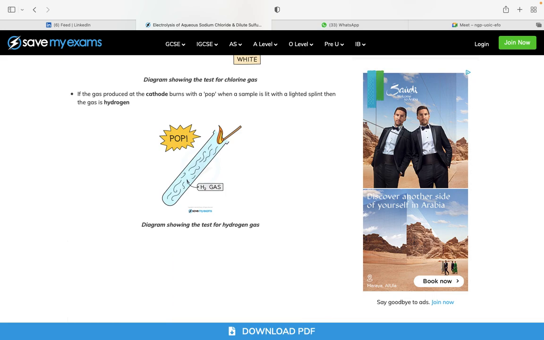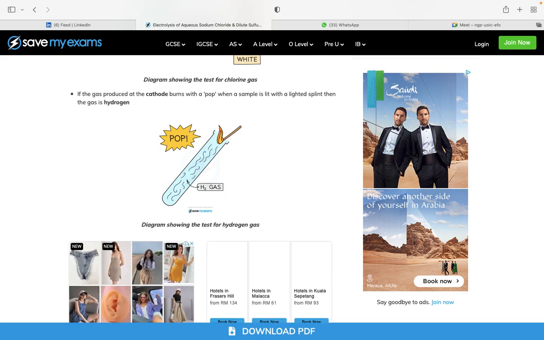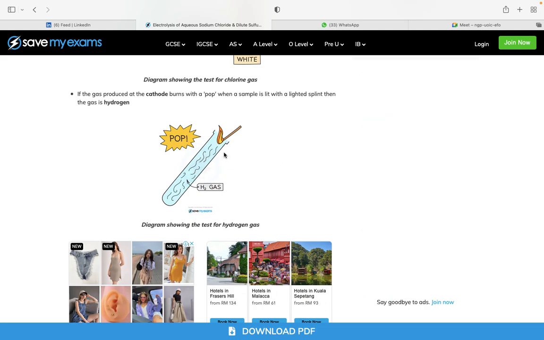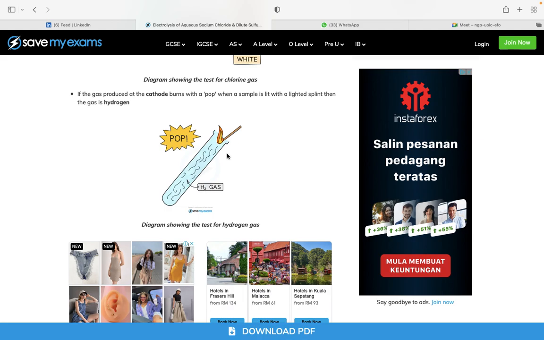When you take a match stick and bring it towards the test tube, and it makes a pop sound, then the gas is hydrogen gas. When it makes a pop sound, when the sample is lit with a lighter splint, then the gas that is found in the test tube is hydrogen gas.